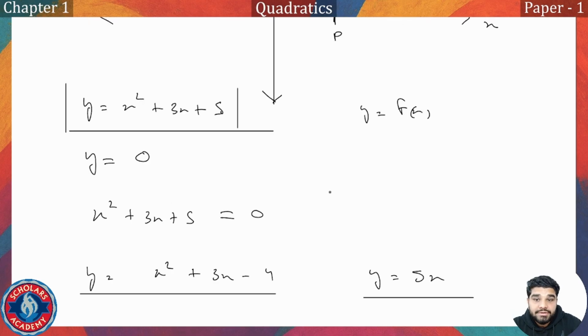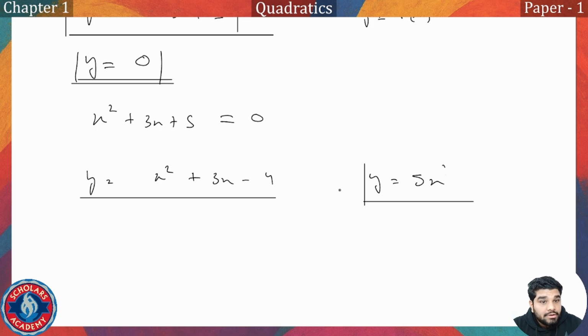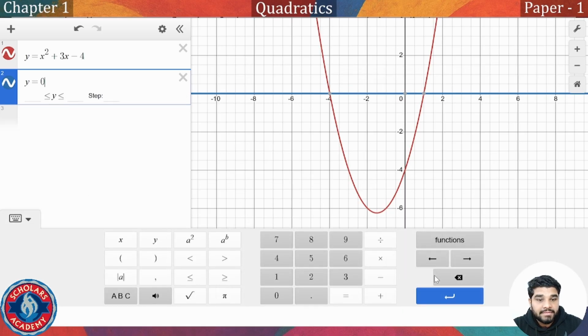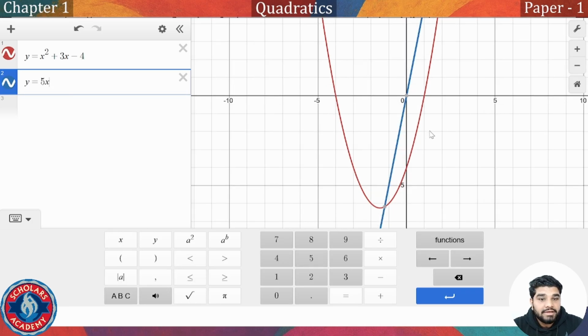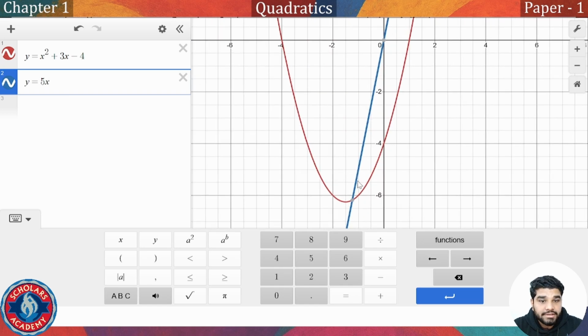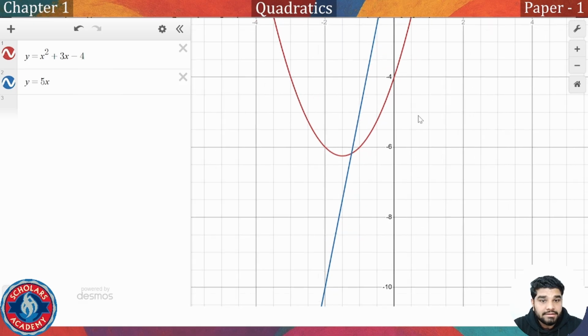Now instead of y is equal to 0, we are taking a different equation. So we'll try to find those particular points which are the intersecting points of y is equal to x square plus 3x minus 4, a quadratic equation, and y is equal to 5x, a linear equation. To find those intersecting points, if I look closely, these are the two intersecting points. One is over here, right? And this is the other point.